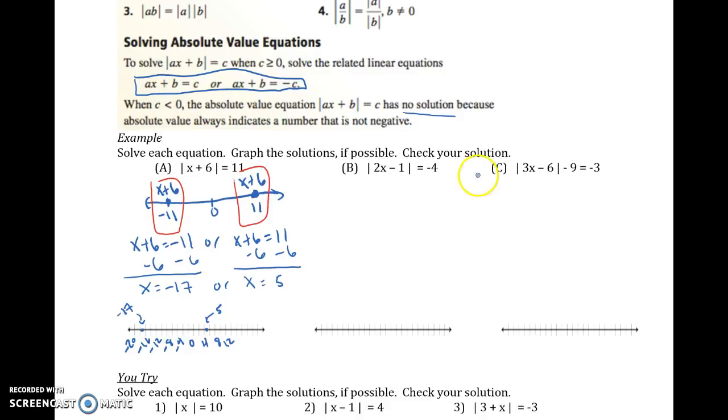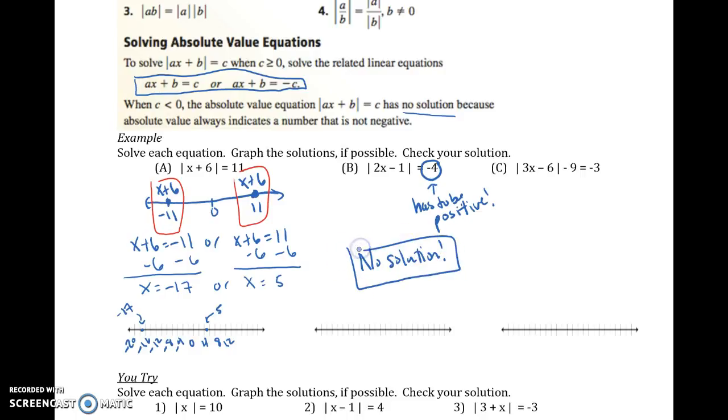Okay? So if we take a look at B, now this is where we're seeing that equation here. Once we've completely isolated the absolute value, meaning there's nothing else around the absolute value, you want to see what it is equal to. And remember, this number has to be what kind of number? It has to be positive. If it's not positive, we have no solution. So let me just fix my writing here. That negative 4 is clearly not positive, so that means there is no solution.